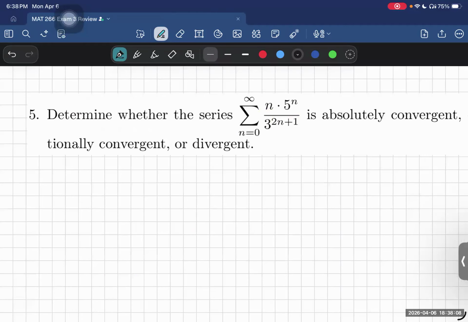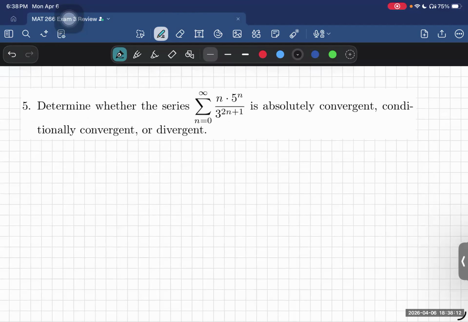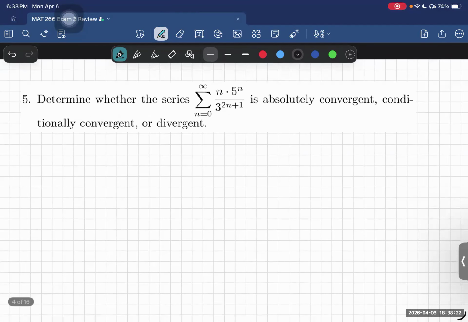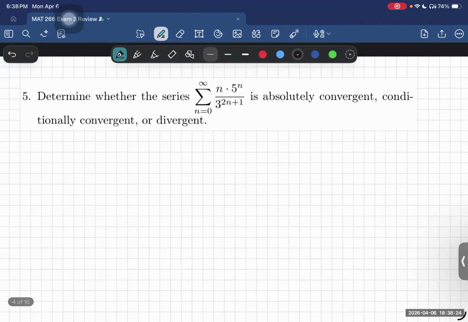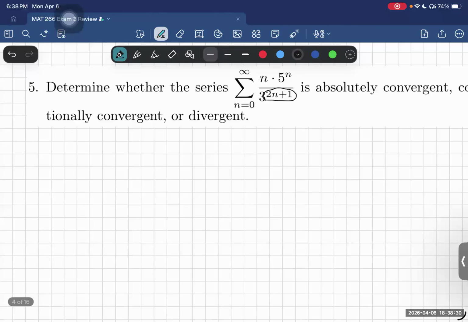So for the next question, we have to determine whether the series n times 5 raised to the n divided by 3 raised to 2n plus 1 is absolutely convergent, conditionally convergent, or divergent. All right. So just a quick note here: this is an entire exponent term. Okay, so let's start with it.